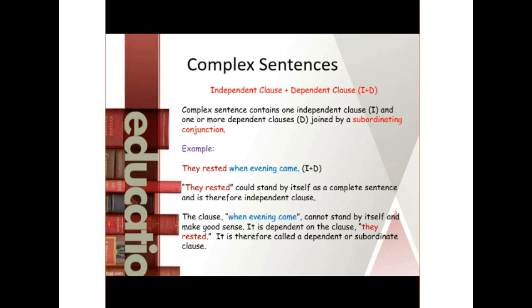"They rested" could stand by itself as a complete sentence and is therefore an independent clause. The clause "when evening came" cannot stand by itself and make good sense. It is dependent on the clause "they rested." It is therefore a dependent or subordinate clause.